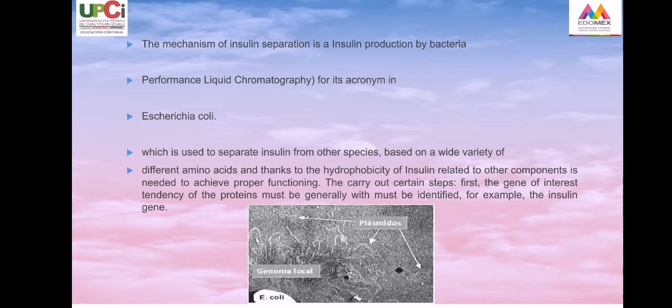The separation of insulin in production through bacteria uses chromatography, which is used to separate insulin from other species, based on a wide variety of different amino acids. And thanks to the hydrophobicity of insulin, another component is needed to achieve a proper function, to carry out certain steps. The first is the gene of interest; the protein must be generated in a large protein in a stationary phase.